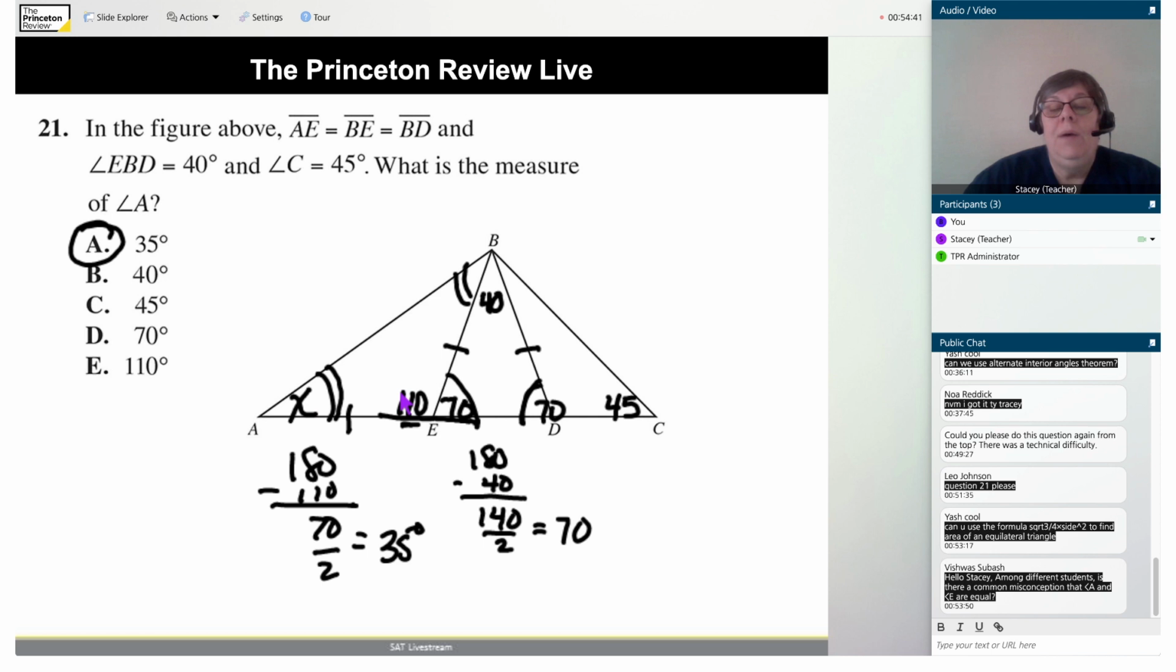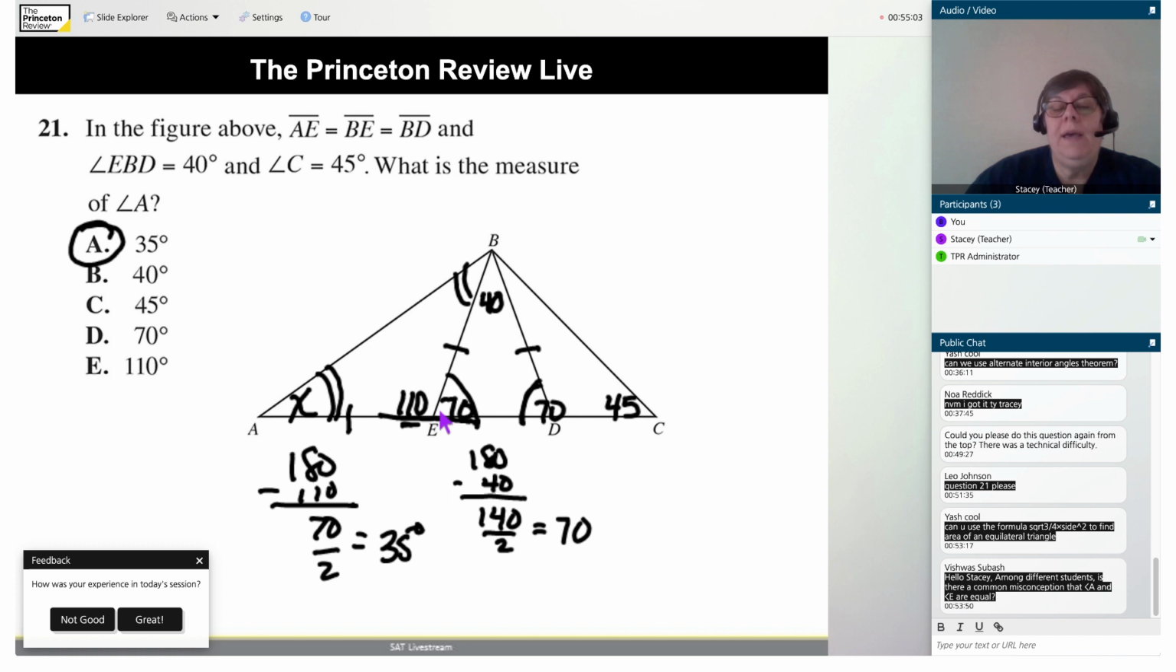But I hope by also just looking at it, I'm like, hang on, this is obtuse and this is acute. It doesn't seem reasonable that this angle and this angle could be equal. But if I'm in a rush and I'm not careful with my equal sides, I could absolutely get it twisted, right? But keep your eyes open and be like, wait, hang on, this is an obtuse angle. This is an acute angle. They really can't be the same.